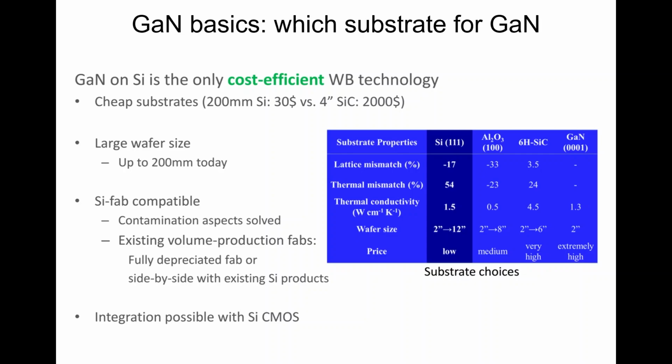And the beauty of using GaN on silicon is you have access to existing fabs that you don't need to really tune or upgrade. So fully depreciated fabs side by side. So most of the things are compatible. Of course, there's always things to be changed, but you basically don't need to invest billions creating new fabs. So that was also one of the advantages here, and the integration possible with silicon CMOS that some of the people are working on.